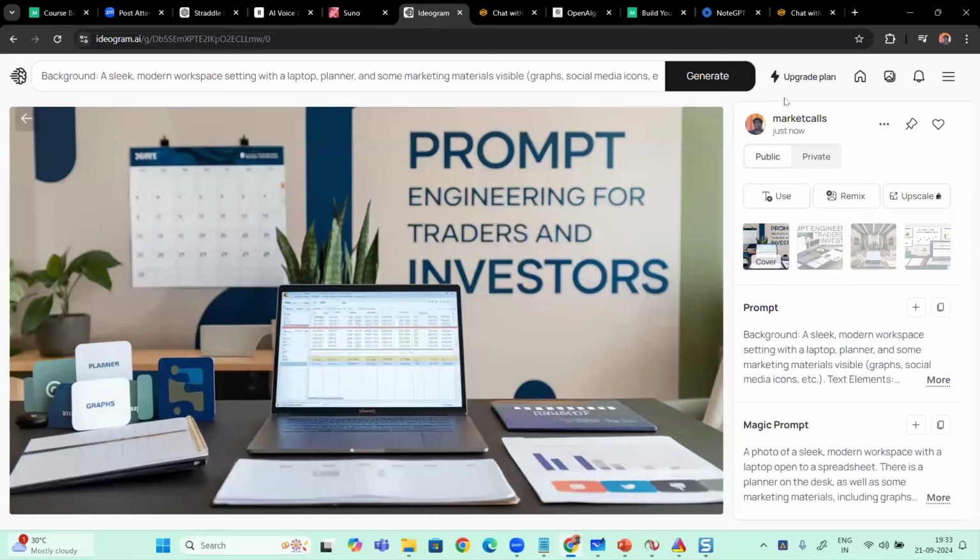Look at that, prompt engineering for traders and investors. It comes up with some planners, graphs, some cards, and some social media icons. It follows exactly the instructions that I had given, and it generates an image out of it, based on whatever context I had provided. Now this is image generation, right?